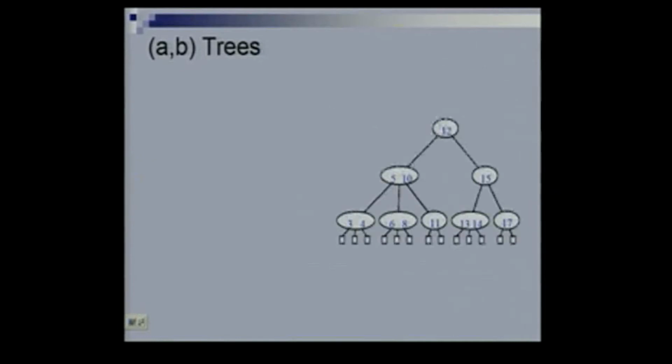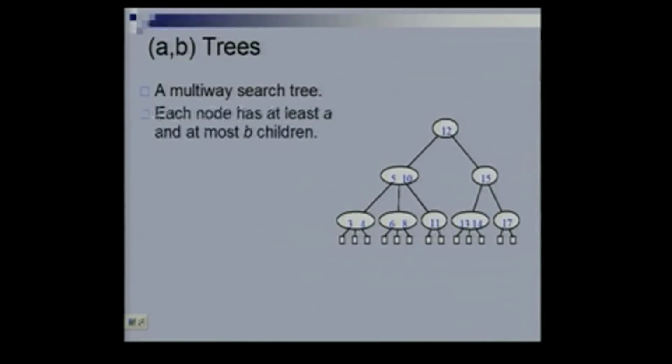So, we will now come to this notion of A-B trees, and this is a generalization of our idea of 2-4 trees. So, what is an A-B tree? I have drawn an A-B tree here, and actually this is the same picture that I used for a 2-4 tree, if you remember. An A-B tree first of all is a multi-way search tree. Each node now has at least A and at most B children. So, when A is 2 and B is 4, then you get your 2-4 tree.